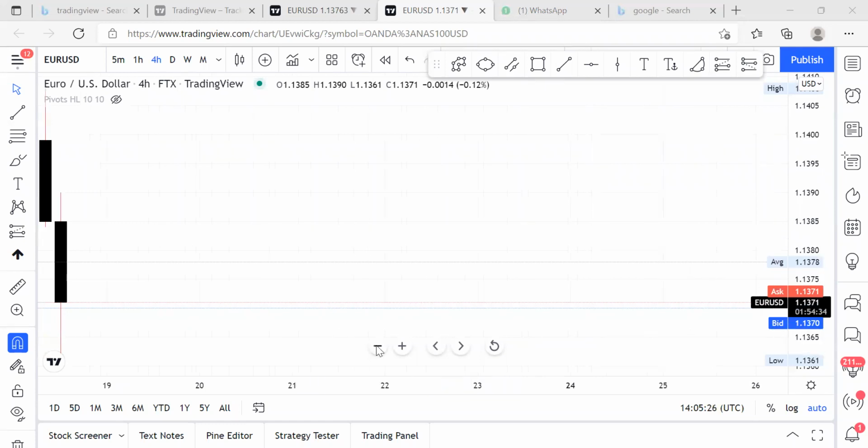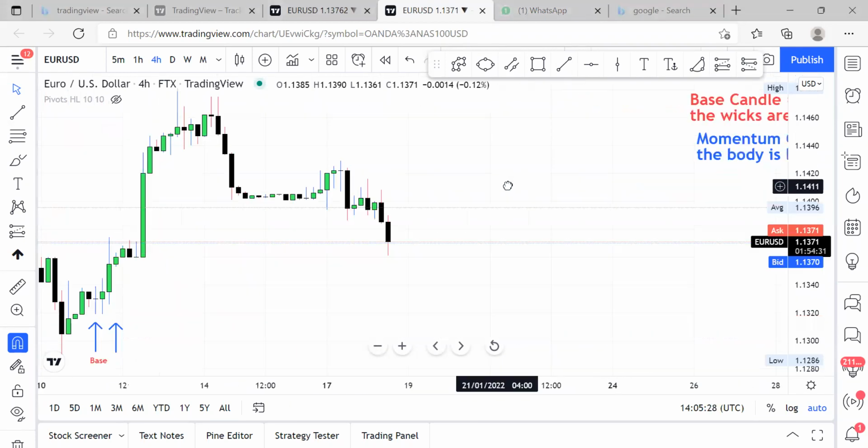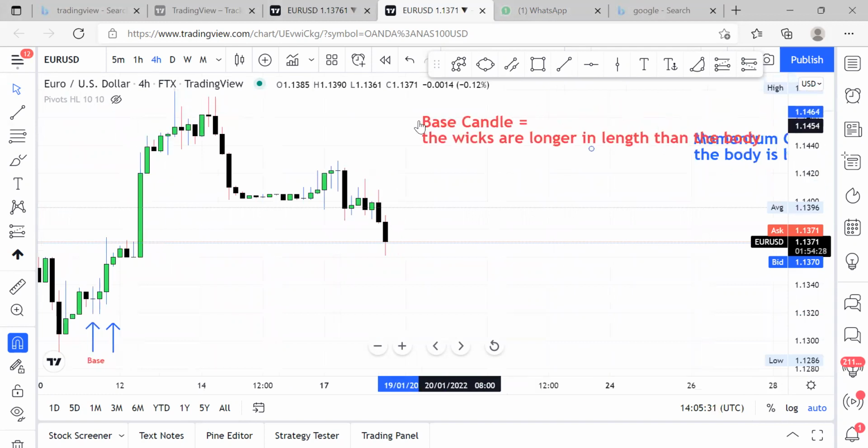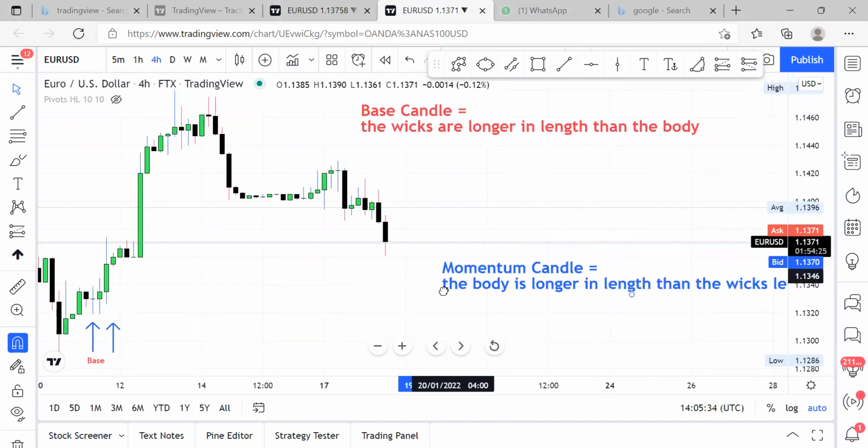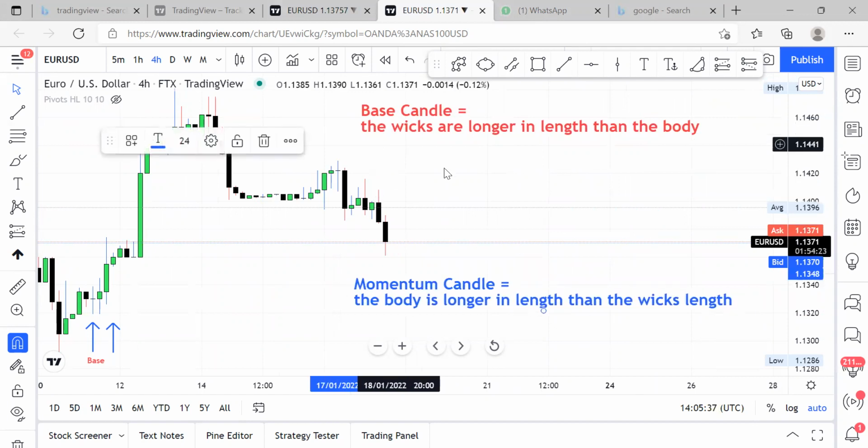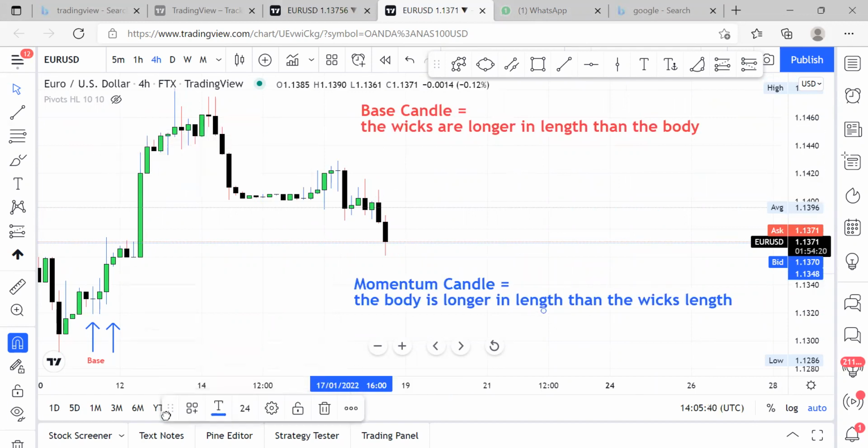So what this is all about is where you have a base candle and a momentum candle. The base candle is any kind of candle where the wicks are longer in length than the body. And the momentum candle is any kind of candle where the body is longer in length than the wicks. This will tell you when the market is going with some strength, so that you can identify to go with the trend itself.